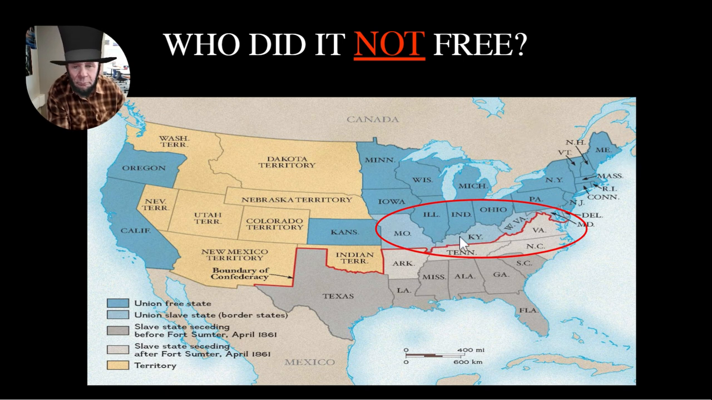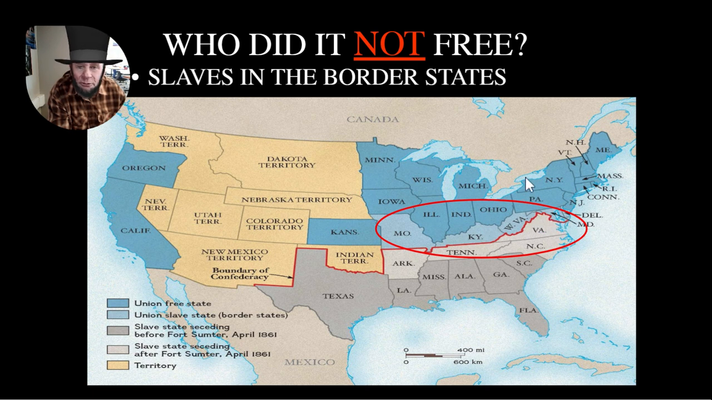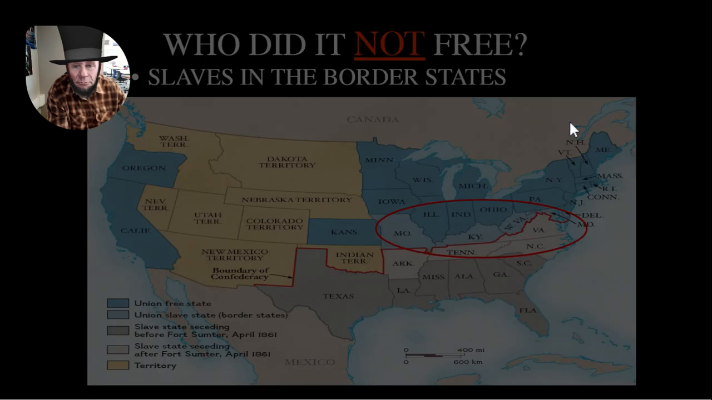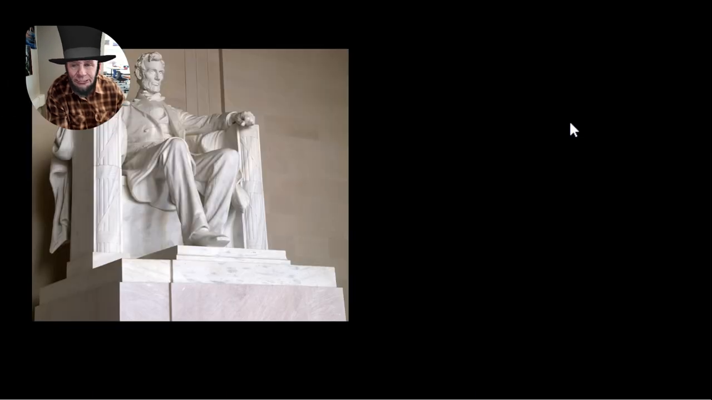This is a map you guys looked at 2 modules ago, and you might remember the border states. These are the Union slave states. You see, Lincoln did not free a single slave that he had the authority to free. Slavery will remain in effect in the border states, those Union slave states. So, in other words, Lincoln freed the slaves in the places where he did not have the authority to free the slaves.